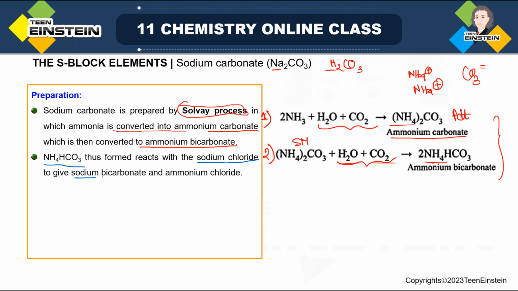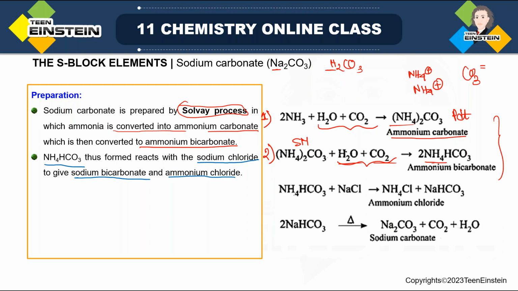What are we getting now? We are getting sodium bicarbonate and the byproduct ammonium chloride, NH4Cl. So let's see what the third reaction is. The third reaction is now ammonium bicarbonate, which you have made in the second step. Now you are treating it with sodium chloride. You are getting NaHCO3, and this is the other product.